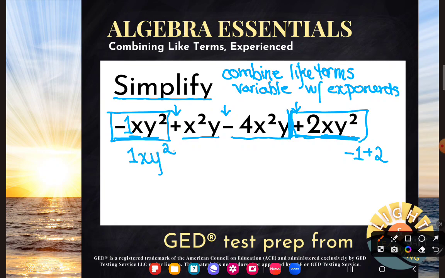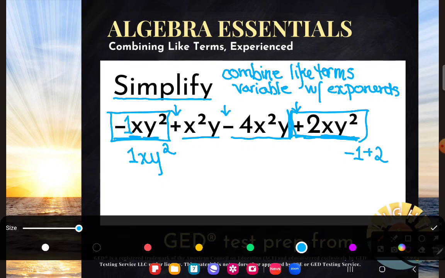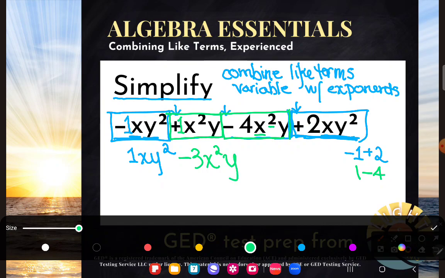1xy squared. Now let's look at the next term here. The next term is a plus x squared y. And we can see that the term after that has an identical variable portion, x squared y. So these two can combine as well. And again, I appear to be missing a number, so that's just a single x squared y. So it's like I'm doing 1 minus 4. And again, you can do that in your calculator, 1 minus 4 would give you negative 3. And negative 3 what? Well, we're adding and subtracting x squared y's. So negative 3 x squared y.